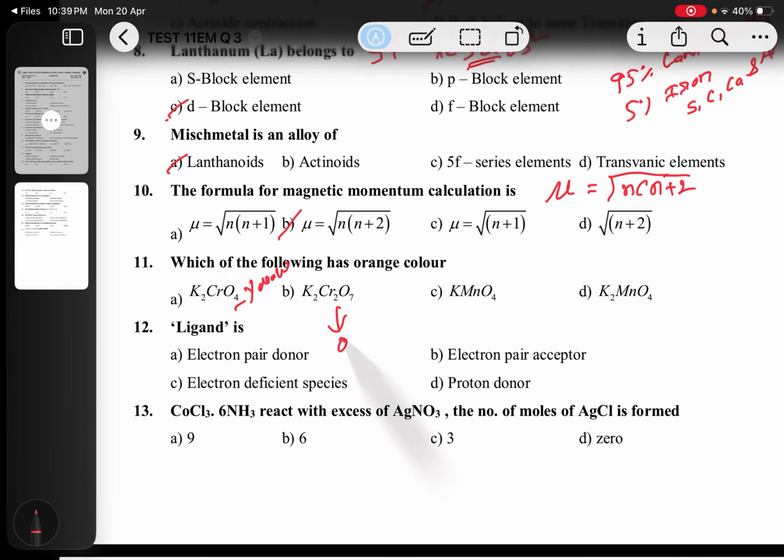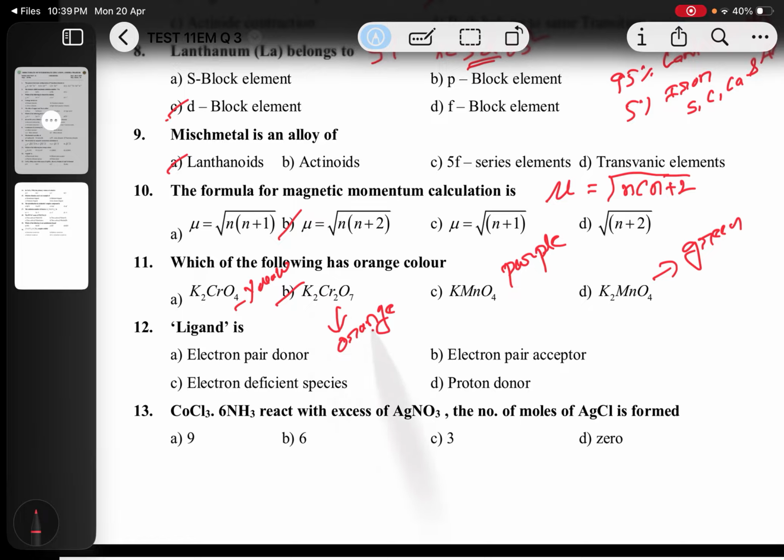Potassium dichromate has orange color. Potassium permanganate has purple color. Potassium manganate has green color. So in the question they are asking for the orange colored compound. So potassium dichromate, B, is the correct one.